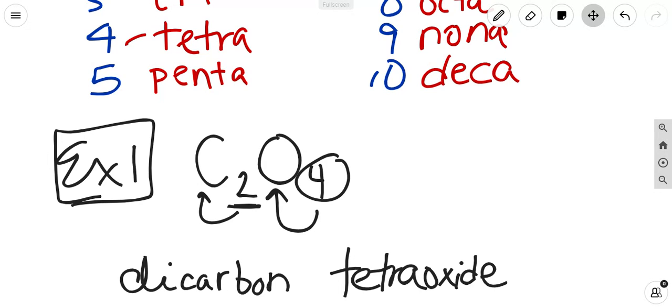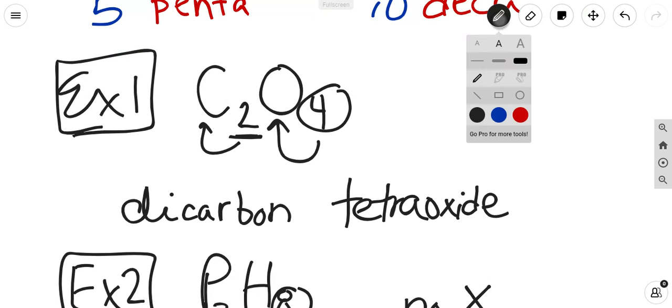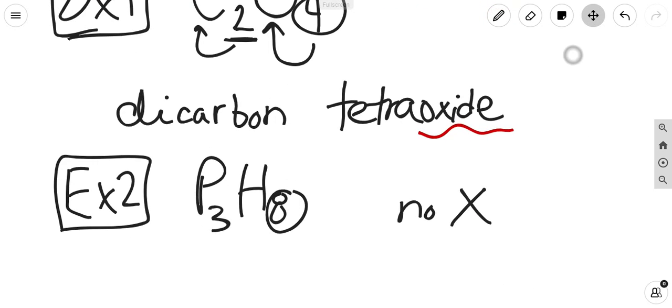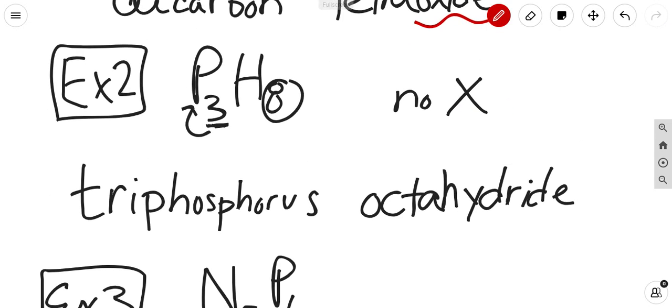So in order to name them, we put the prefix first. That's why it's called prefix, because it comes at the beginning. And then we just change the ending of the second element. We change that ending to "-ide". So we didn't change any of the first endings. It was only the second endings that we changed to "-ide".